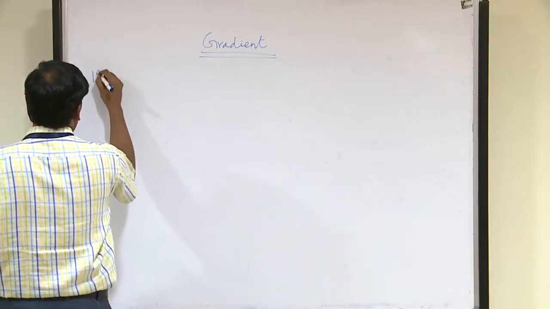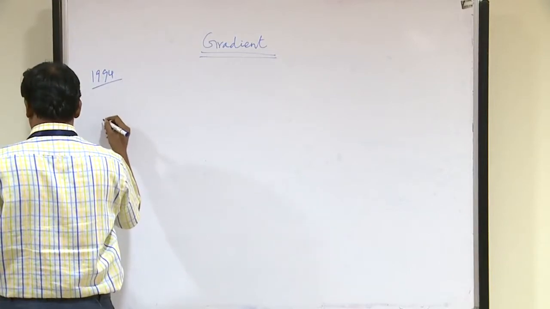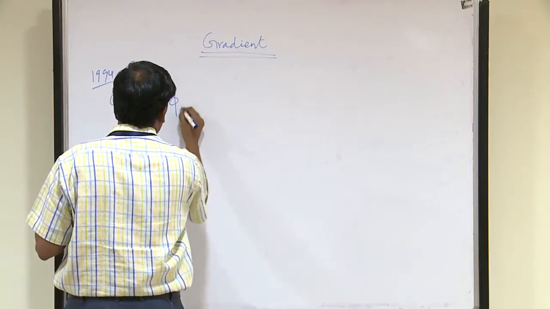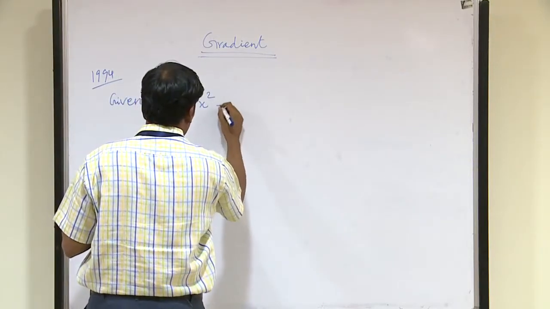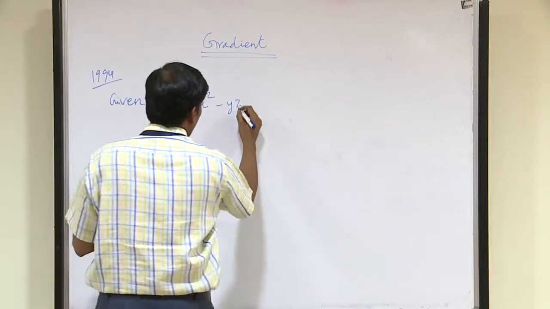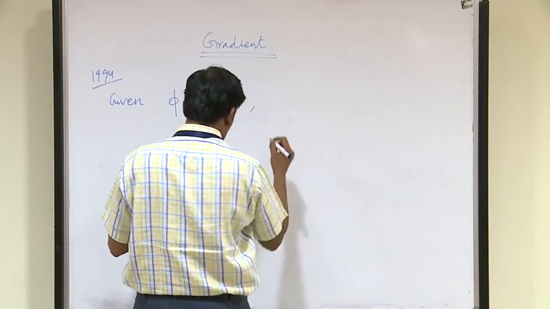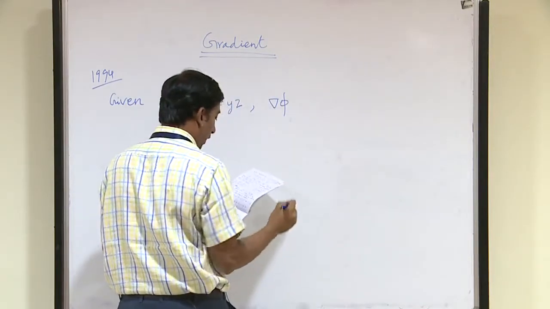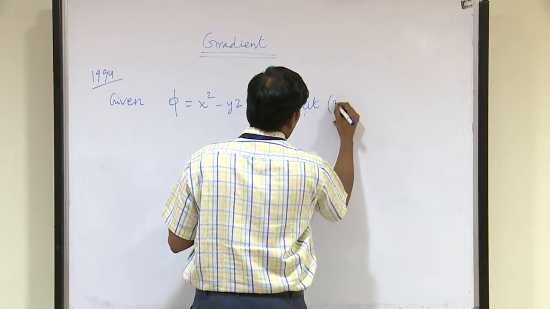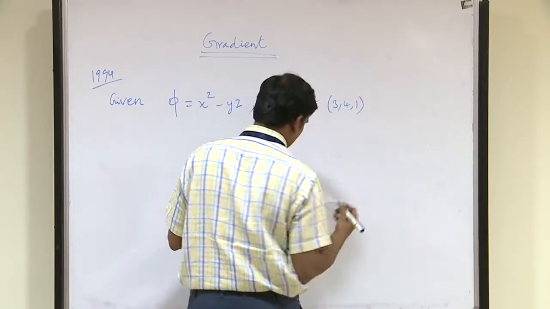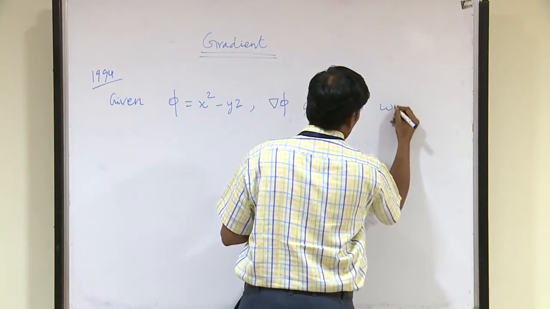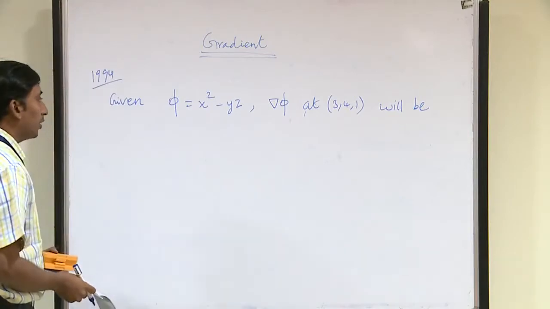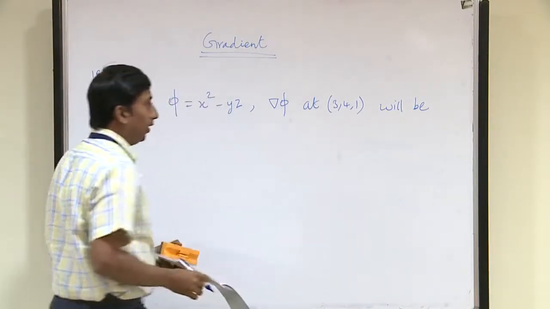So this question appeared in GATE 1994. Given phi which is equal to x square minus yz, find del phi at the point (3, 4, 1). So this is a direct question. They have given you a function, and they have asked you to evaluate del phi at a given point.